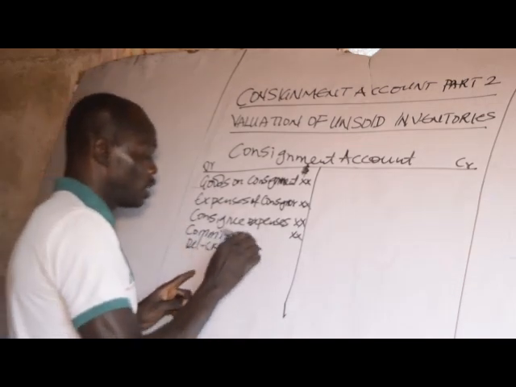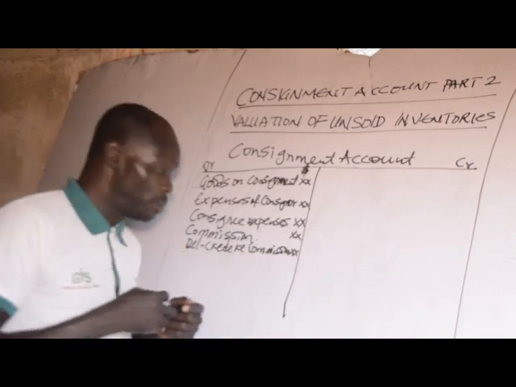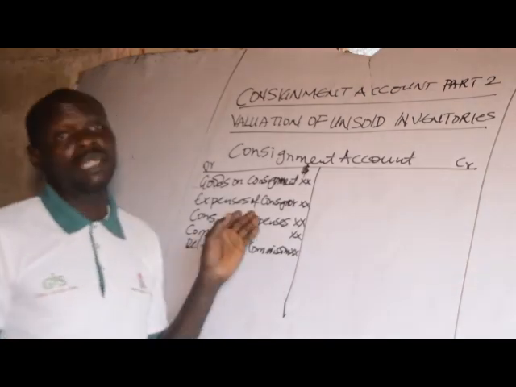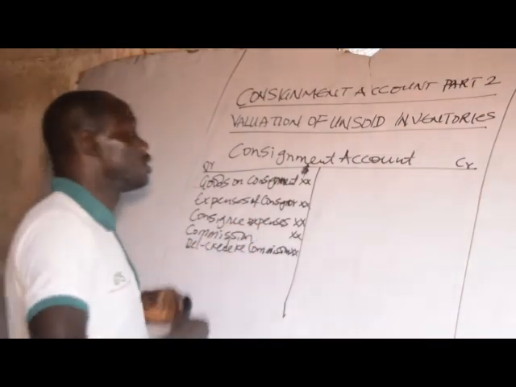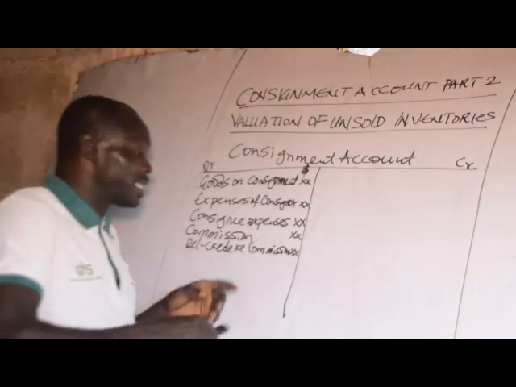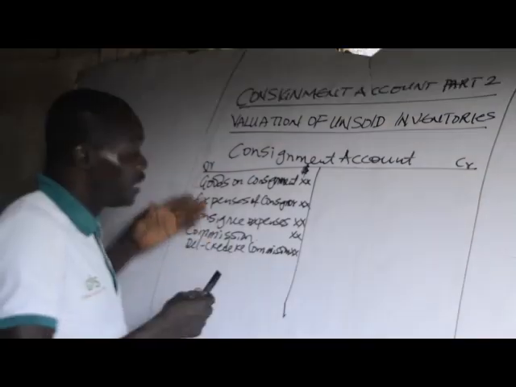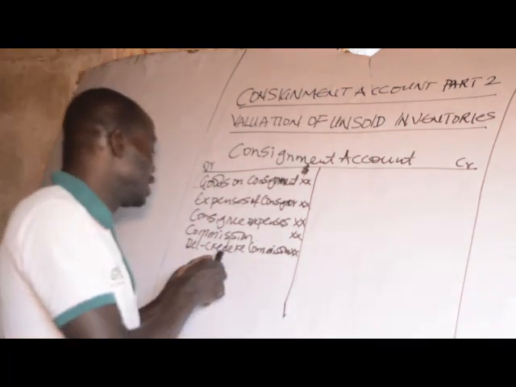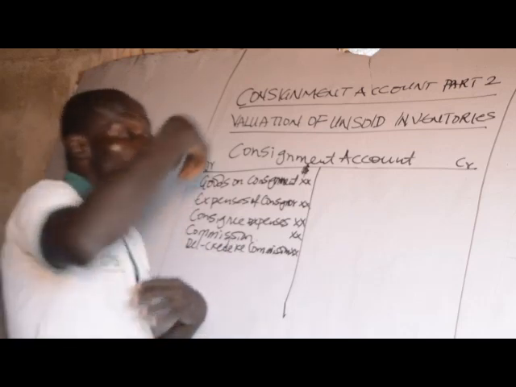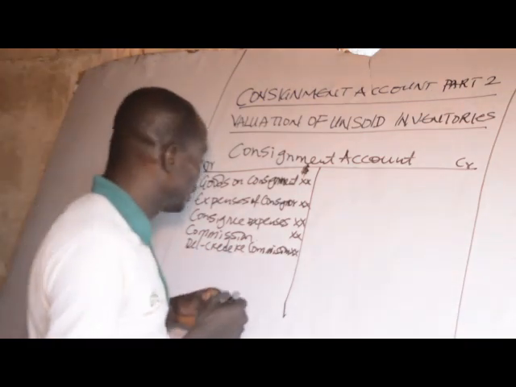I told you that del credere commission is an extra commission paid or payable to an agent who agreed to indemnify the consignor against the loss from bad debts sustained as a result of the introductions made by him. That is the agent that agreed to bear the bad debts, so that agent will receive extra commission known as the del credere commission.